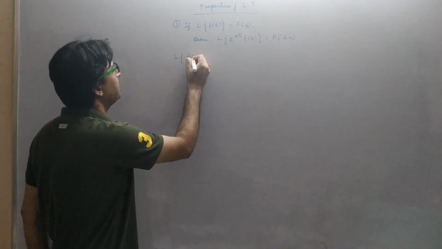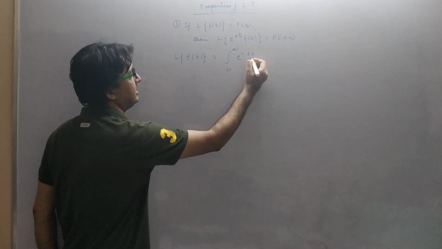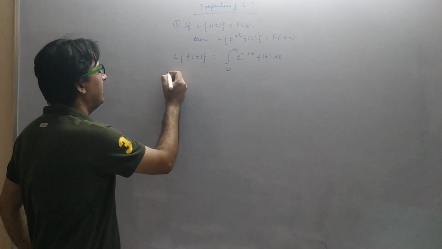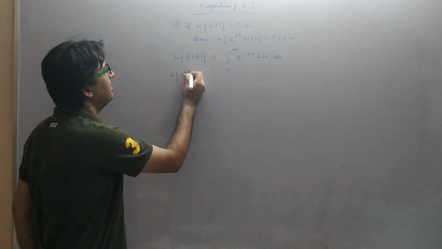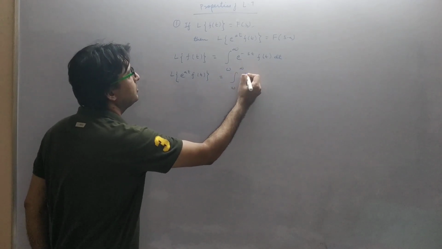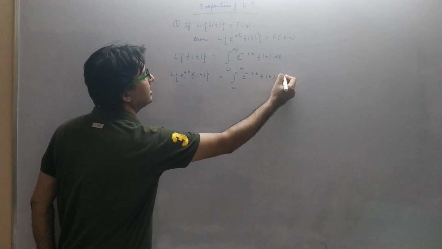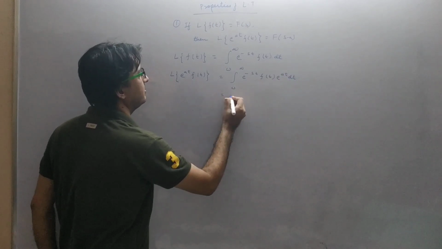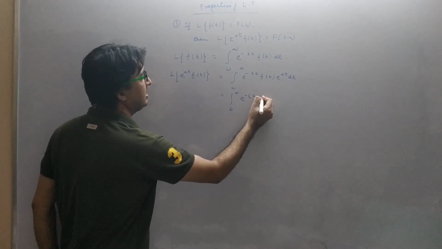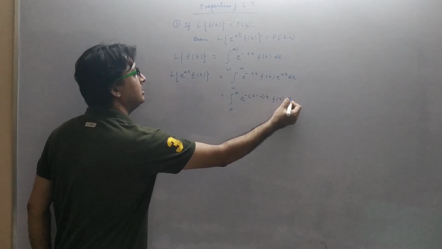We know that the Laplace transform of f(t) is equal to integral 0 to infinity e to the power minus st f(t) dt. Using this definition, I will now write the Laplace transform of e to the power at f(t). This is integral 0 to infinity e to the power minus st f(t), and not to forget e to the power at. Now this is 0 to infinity, we can write it as e to the power minus (s minus a) t f(t) dt.